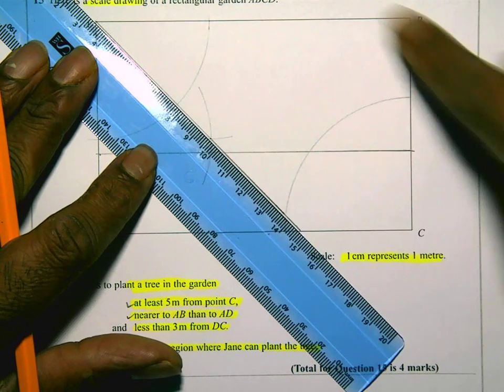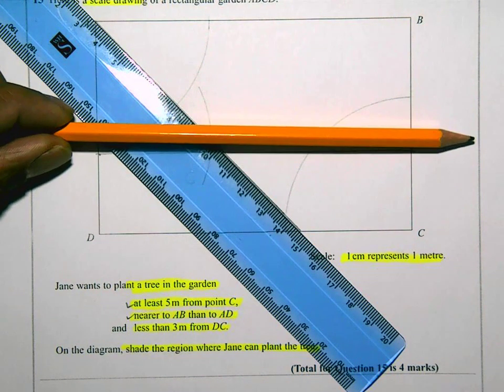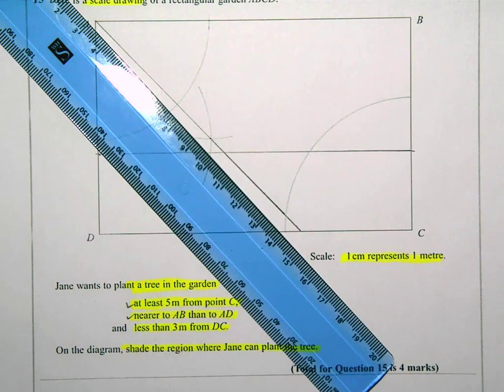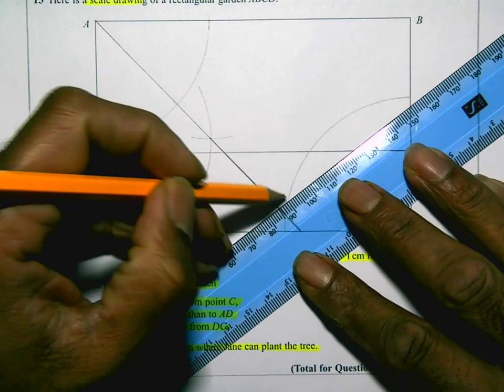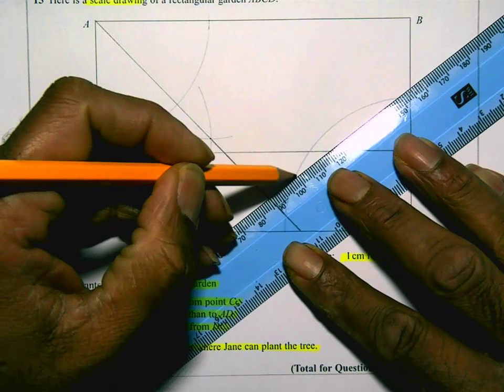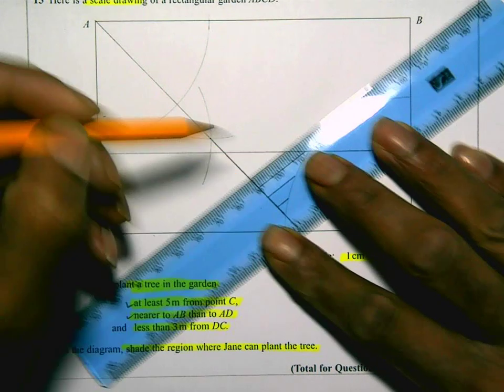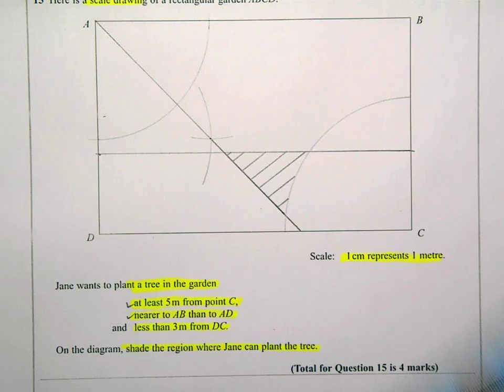And then the last bit says it needs to be less than 3 meters from DC. So here's DC over there, and if it's less than 3 meters from DC, it needs to be closer to DC. So it's everything inside of this space here. It can't be inside the circle, so this is the space that I'll need to shade in. I'm not going to color it in, I just think sometimes that wastes a lot of time. I'm just going to shade it in neatly so that there's no doubt that the examiner knows what I'm doing, but I'm not going to spend a minute shading in all of that. So that's the area that you could plant the tree in, and that's the answer.